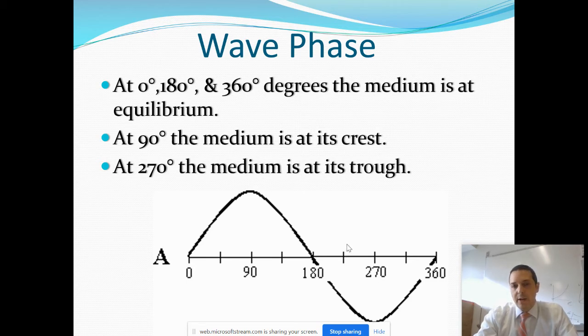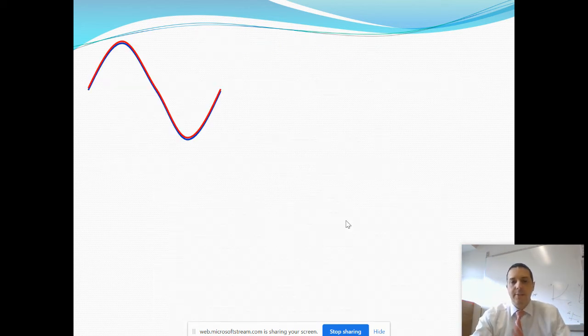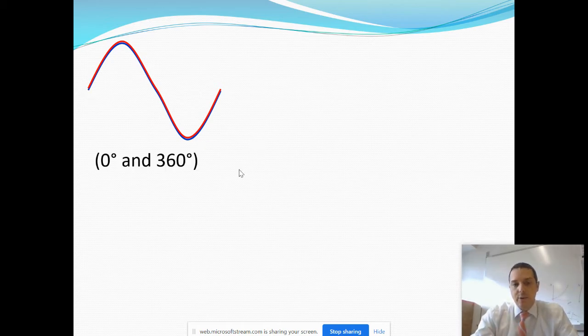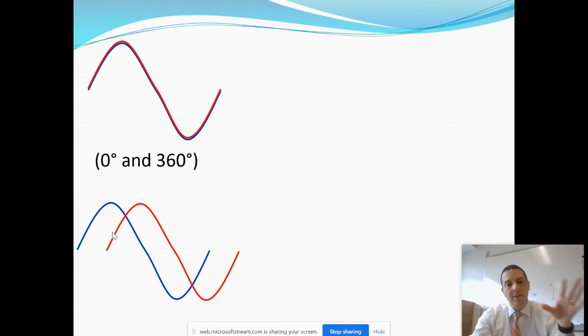I think it's helpful to look at wave phase by comparing how offset two waves are. So these next slides, they're not in your notes, but they do a good job of doing that. Now I have two waves here. I have a red wave and I have a blue wave, and you might be able to see the blue behind the red. These two waves are in phase, meaning that they're cresting at the same time and they're hitting their trough at the same time. So I would describe these waves as in phase, or I would say the phase between these two waves is 0 degrees.